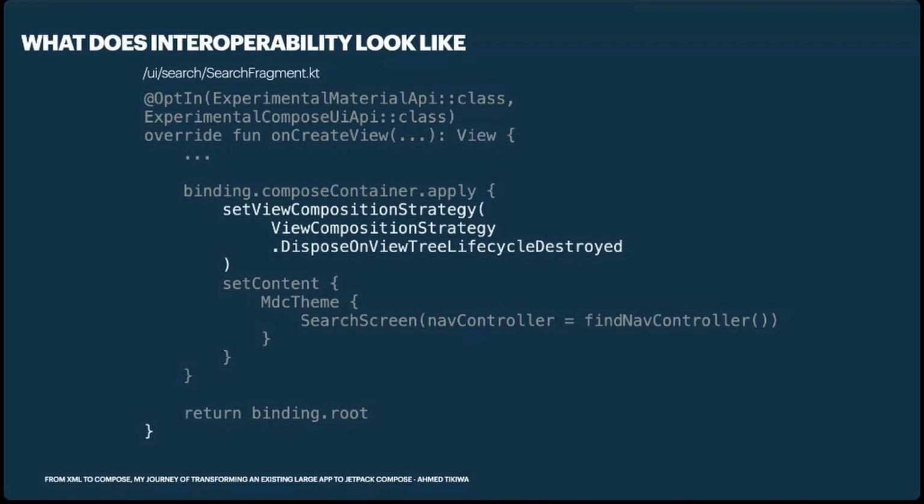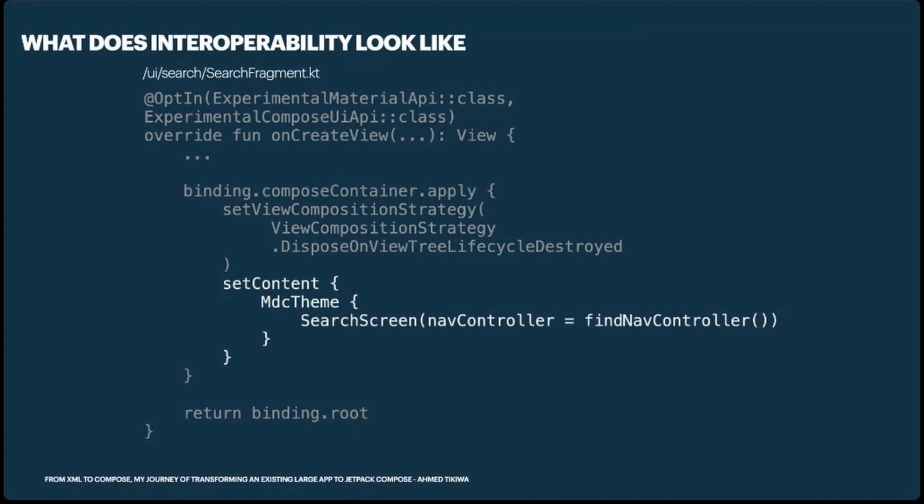So to avoid unintended behavior and to ensure that compositions are disposed of automatically when not needed, setViewCompositionStrategy is required. As you can see there, that's how I've defined it in the code. Without this, my app actually crashed as I navigated between the composable screens.